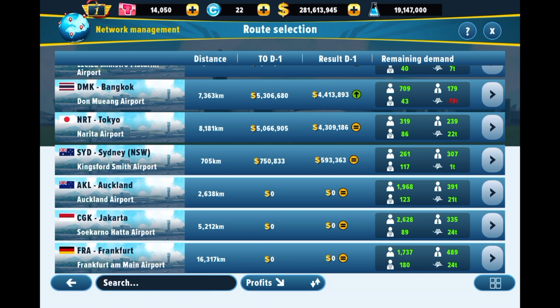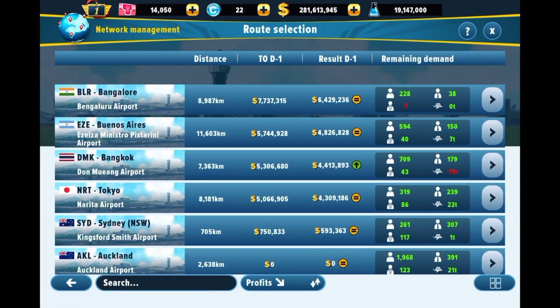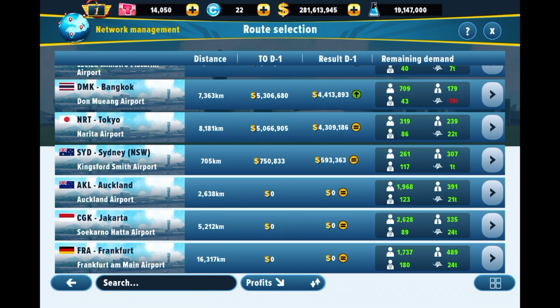That is 16,317 kilometers. And then Auckland and Jakarta, I bought them as filler routes to fill in the schedules of those aircraft which are already part of this hub.